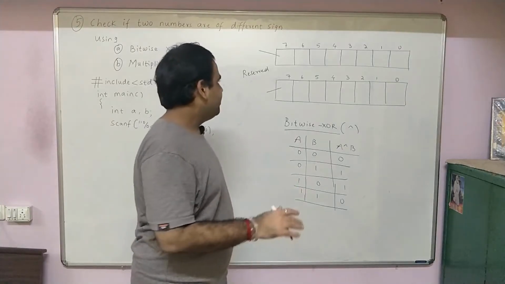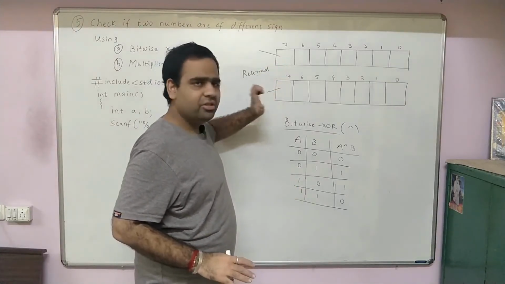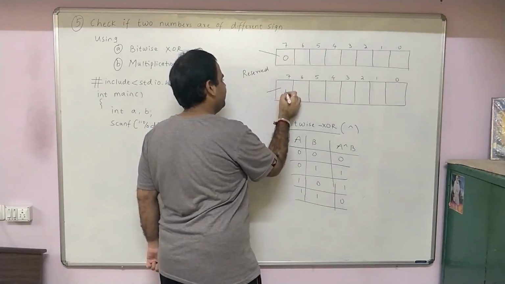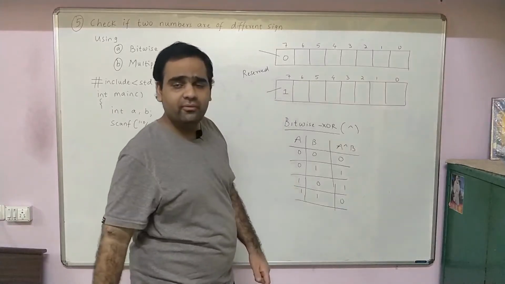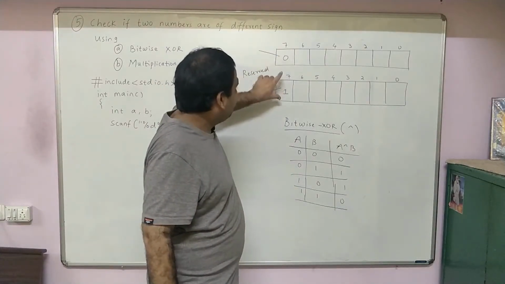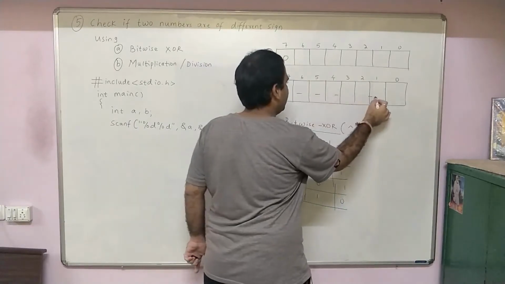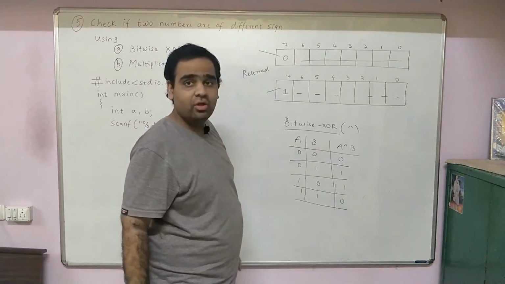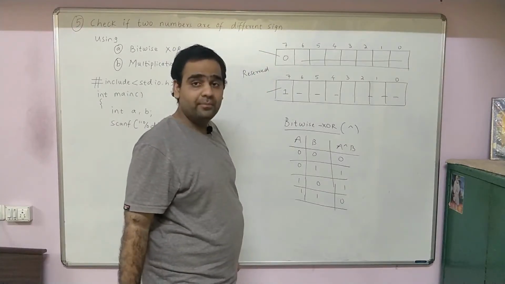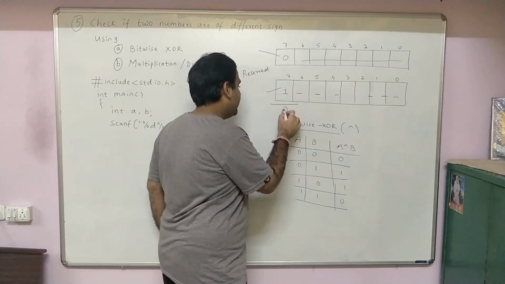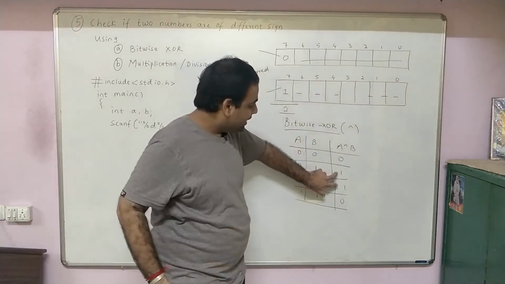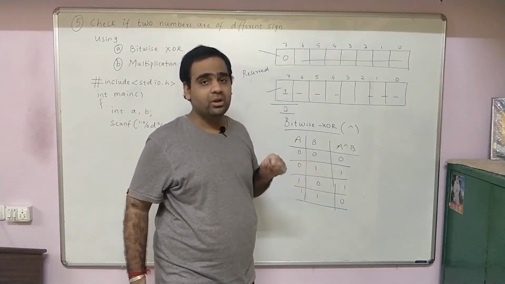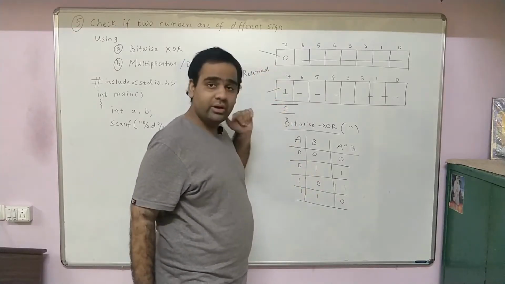Okay, now let us assume that this is a positive number and this is a negative number. If it is a positive number, the sign bit is 0, and if it is a negative number, it begins with 1. Whatever the other bits are, we don't care. Now if I take the bitwise XOR of these two, 0 XOR 1, what is 0 XOR 1? It is 1. That means in XOR you get the output as 1 if the input bits are different. Here the input bits are different, therefore you get 1.